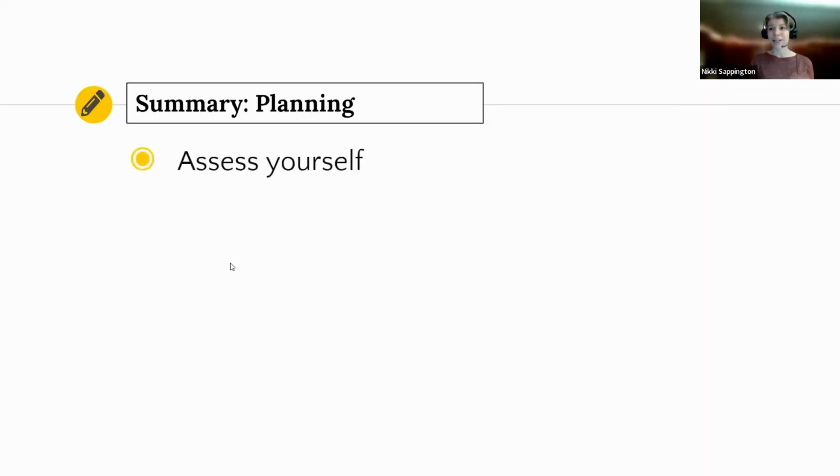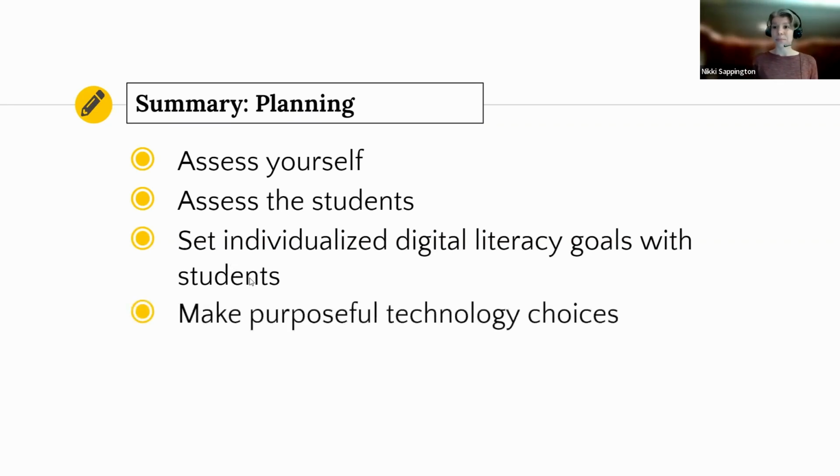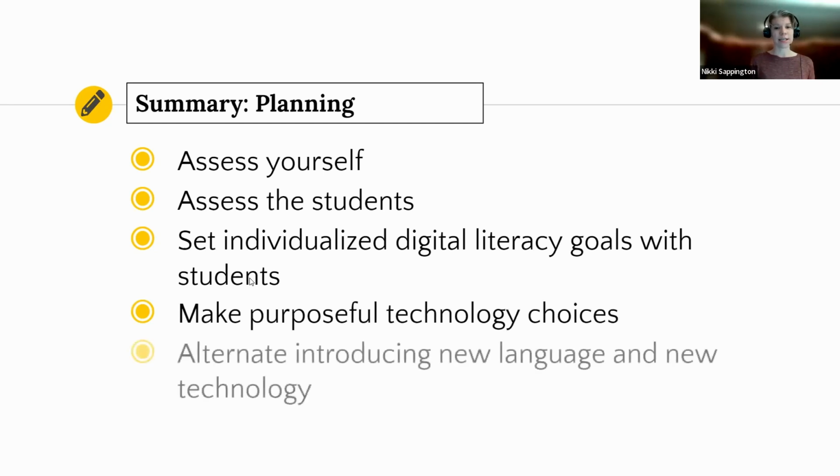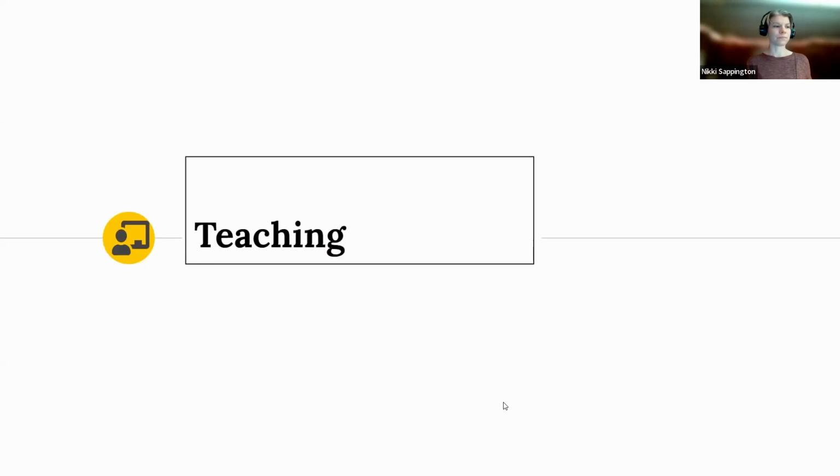So there you have it in planning, a little summary of what we've discussed so far. You want to make sure that you're assessing yourself. You want to assess your students. You might want to set individualized digital literacy goals with your students. We want to make purposeful technology choices. We want to mitigate technology challenges as much as possible by alternating introducing new language and new technology. And we want to use routine to increase student comfort. All right, so you've got things planned. It's time to start teaching.